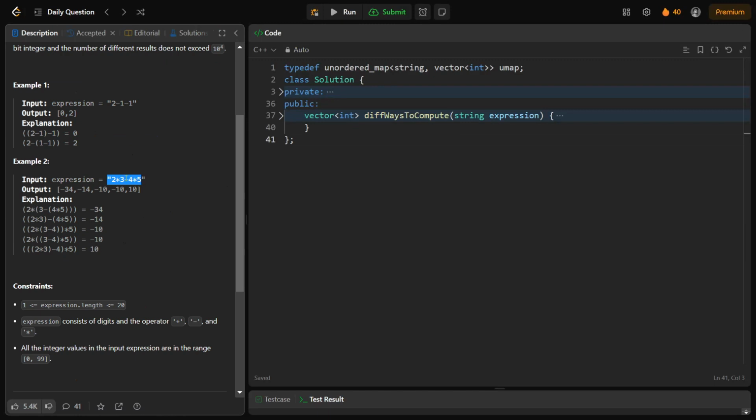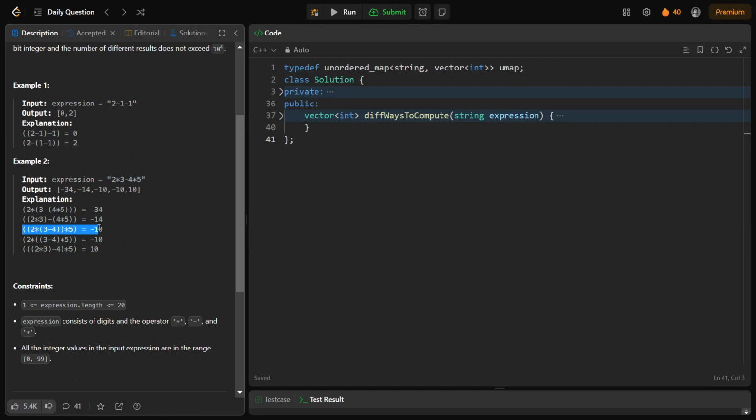So either you could do 4 times 5, then 3 minus 20, which is minus 17, and then you can do 2 times minus 17 to actually get minus 34. Or you could first solve this, then this, 2 times 3 and 4 times 5, and then do a subtraction like in this. The other thing could be you just do this 3 minus 4 first, and then 2 times minus 1, then times 5, or 3 minus 4 times 5 and then times 2.